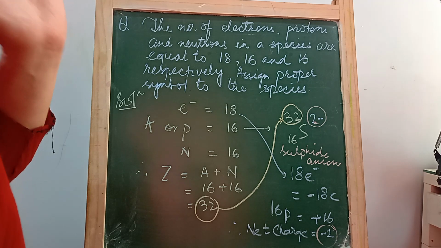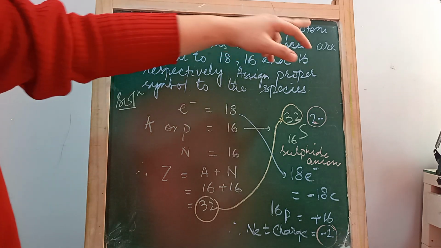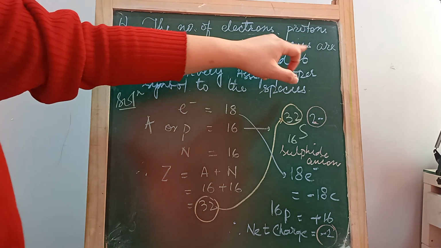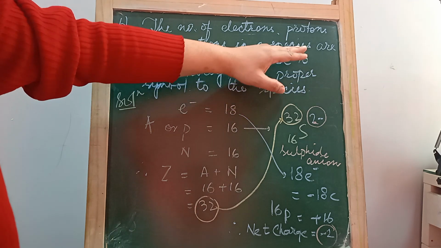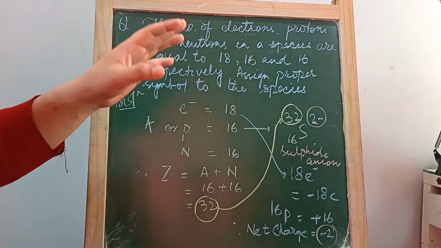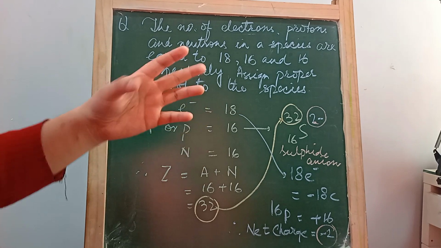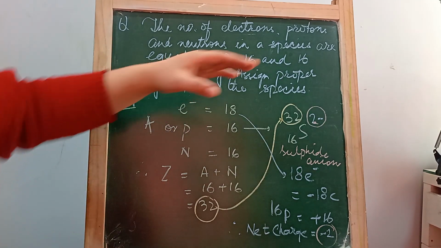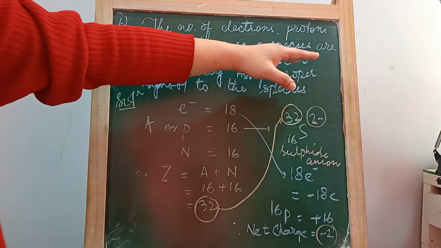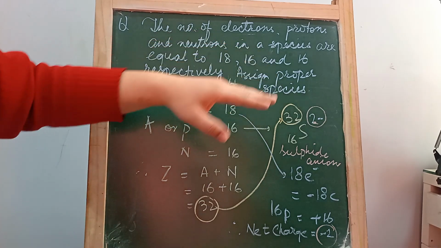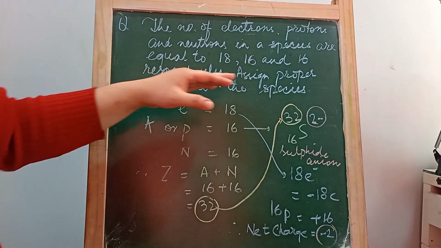Let's try to understand this question. The number of electrons, protons, and neutrons in a species. A species may be an atom, a neutral atom, or an ion. That's why they are saying a species. The numbers are equal to 18, 16, and 16, respectively.